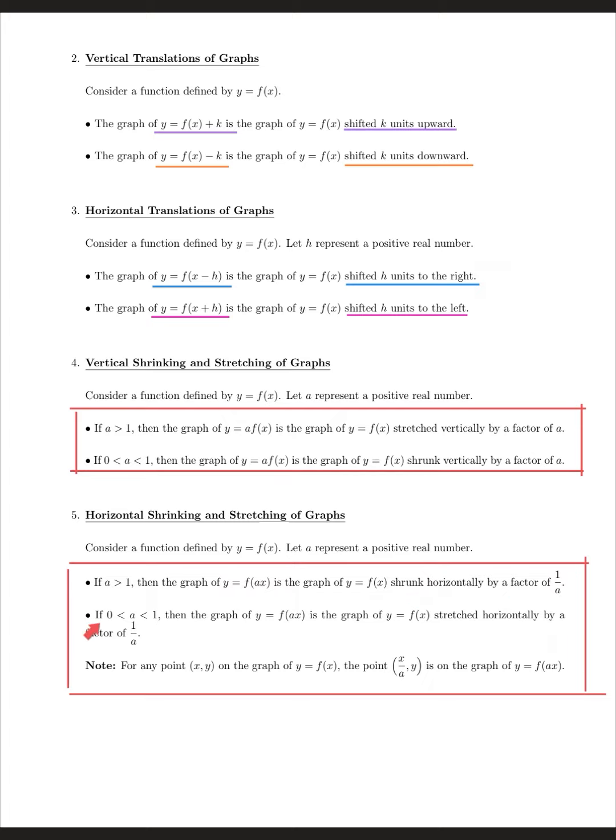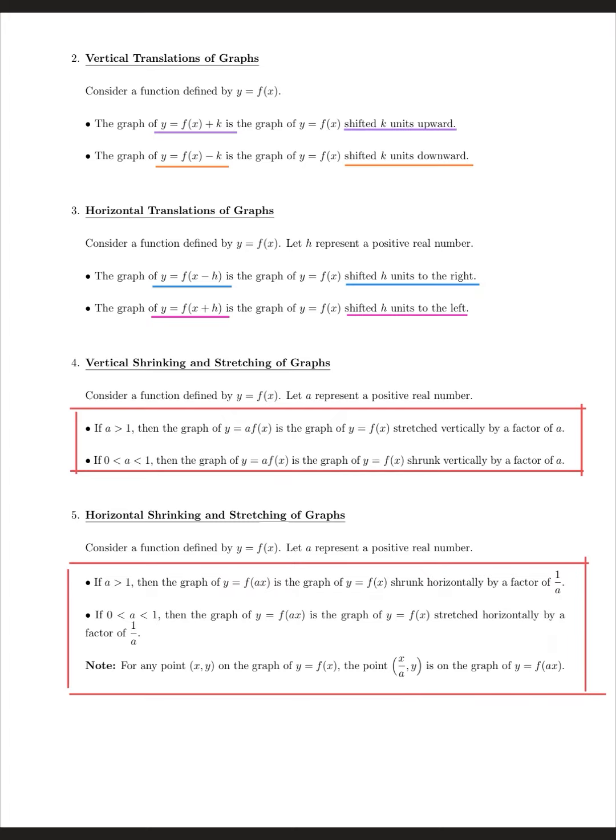And if a is strictly between 0 and 1, then the graph of y equals f of ax is the graph of y equals f of x stretched horizontally by a factor of 1 over a. And please note, for any point x comma y on the graph of y equals f of x, the point x over a comma y will be on the graph of y equals f of ax.